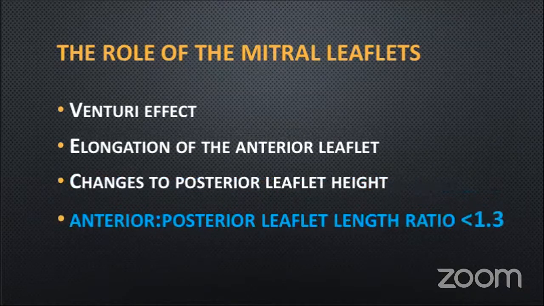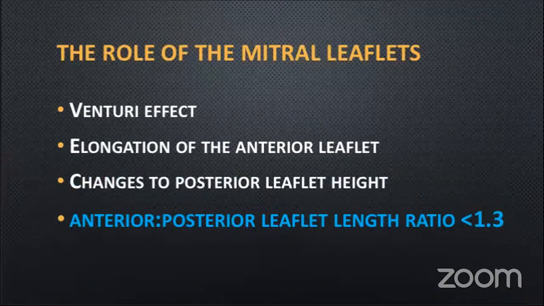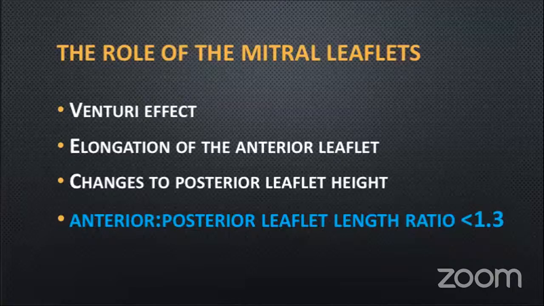The fourth point is the anterior to posterior leaflet length ratio of less than 1.3. This is an important ratio that we have to keep in mind and consider, as it gives a high risk for systolic anterior motion.